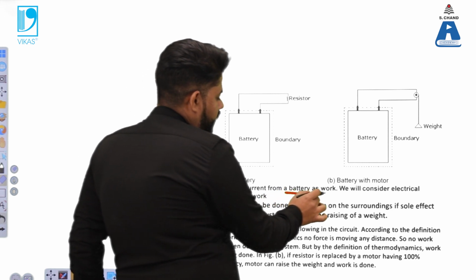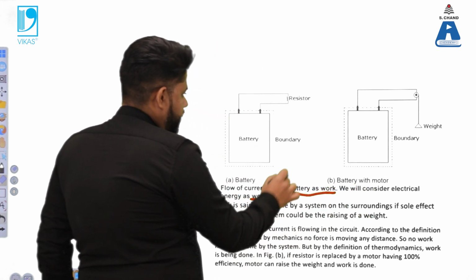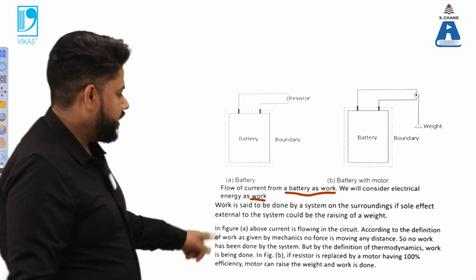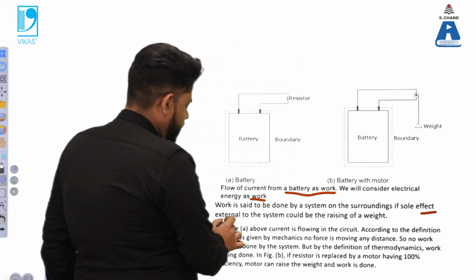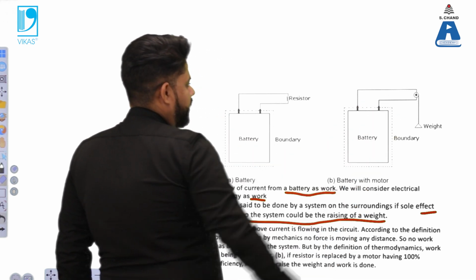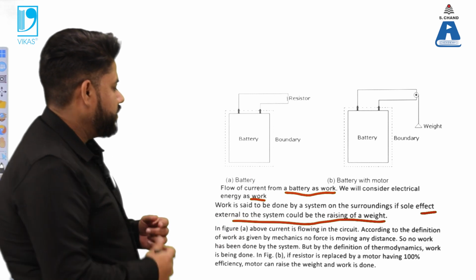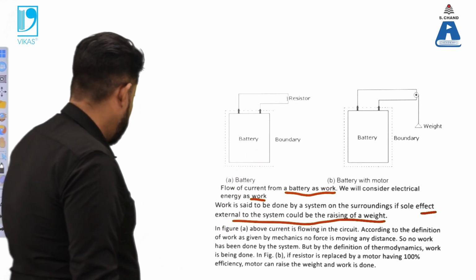So for the flow of current from the battery as work, we will consider that electric energy is being converted into that work. Work is said to be done by the system on the surrounding if the sole effect external to the system could be the raising of the load. So the sole effect here is to raise that particular load. So the work is done by the system on the surrounding. The figure indicates that particular condition.